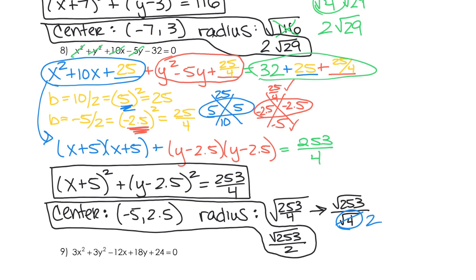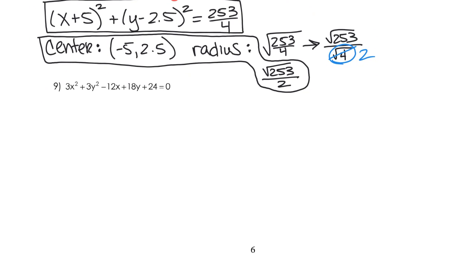Okay, but that's what it is in simplest radical form. Okay, very good. All right, let's take a look at one more, number 9. And you're going to see those 3's out in front of the x squared and y squared. And we saw that in the beginning, on the second problem on the front there. So we'll have to figure out what to do with those.